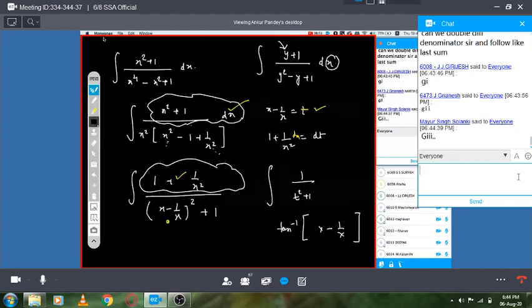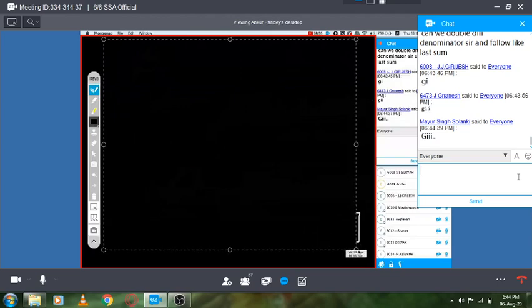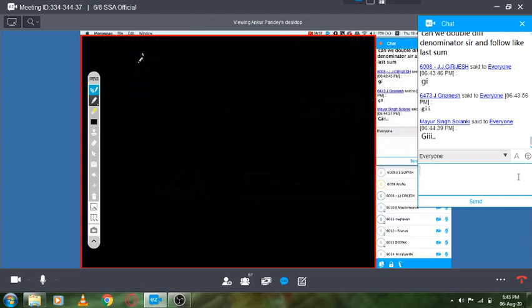Similar question, this is also in NCERT, this is also in the exam. Integration of 1 by x plus root x. You know this, quickly solve.